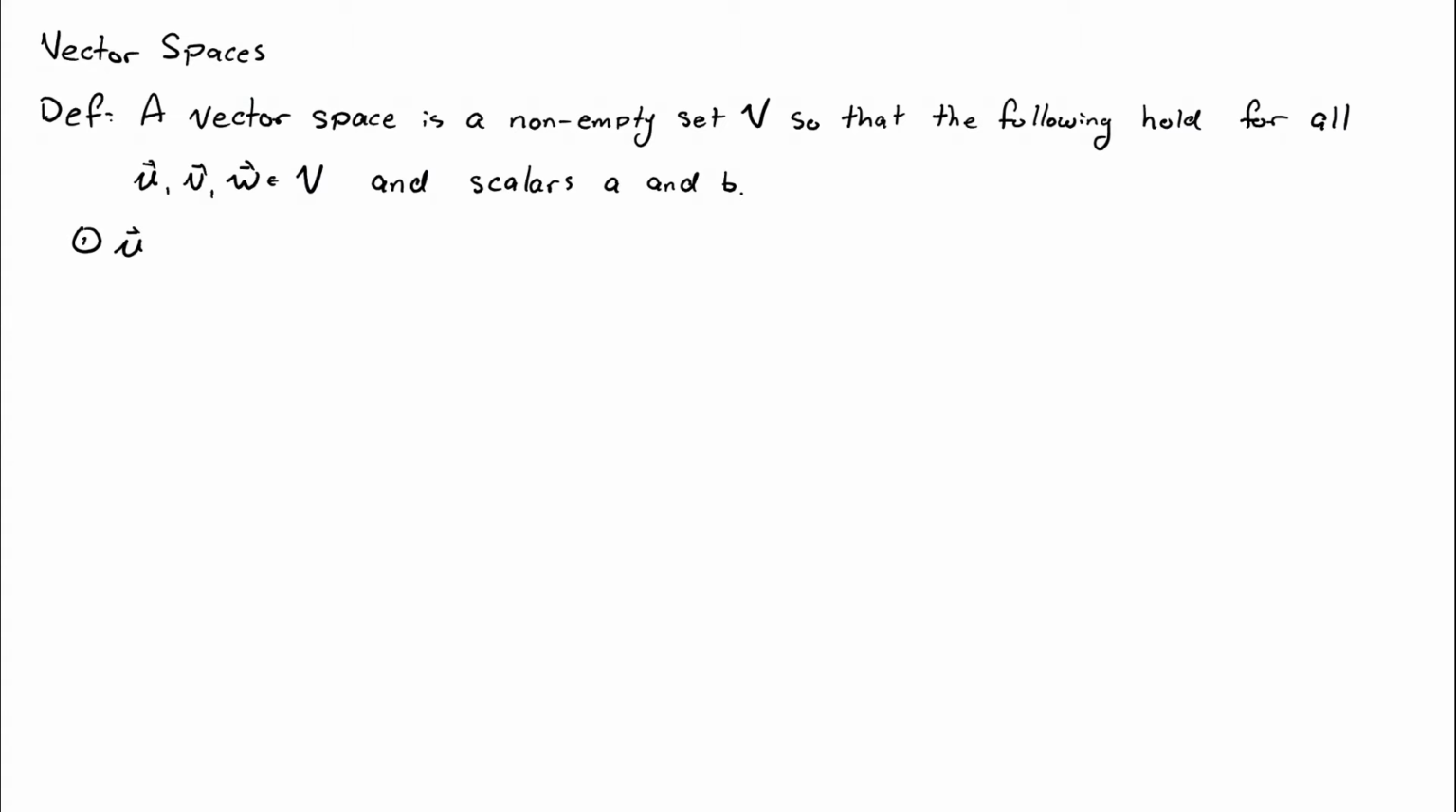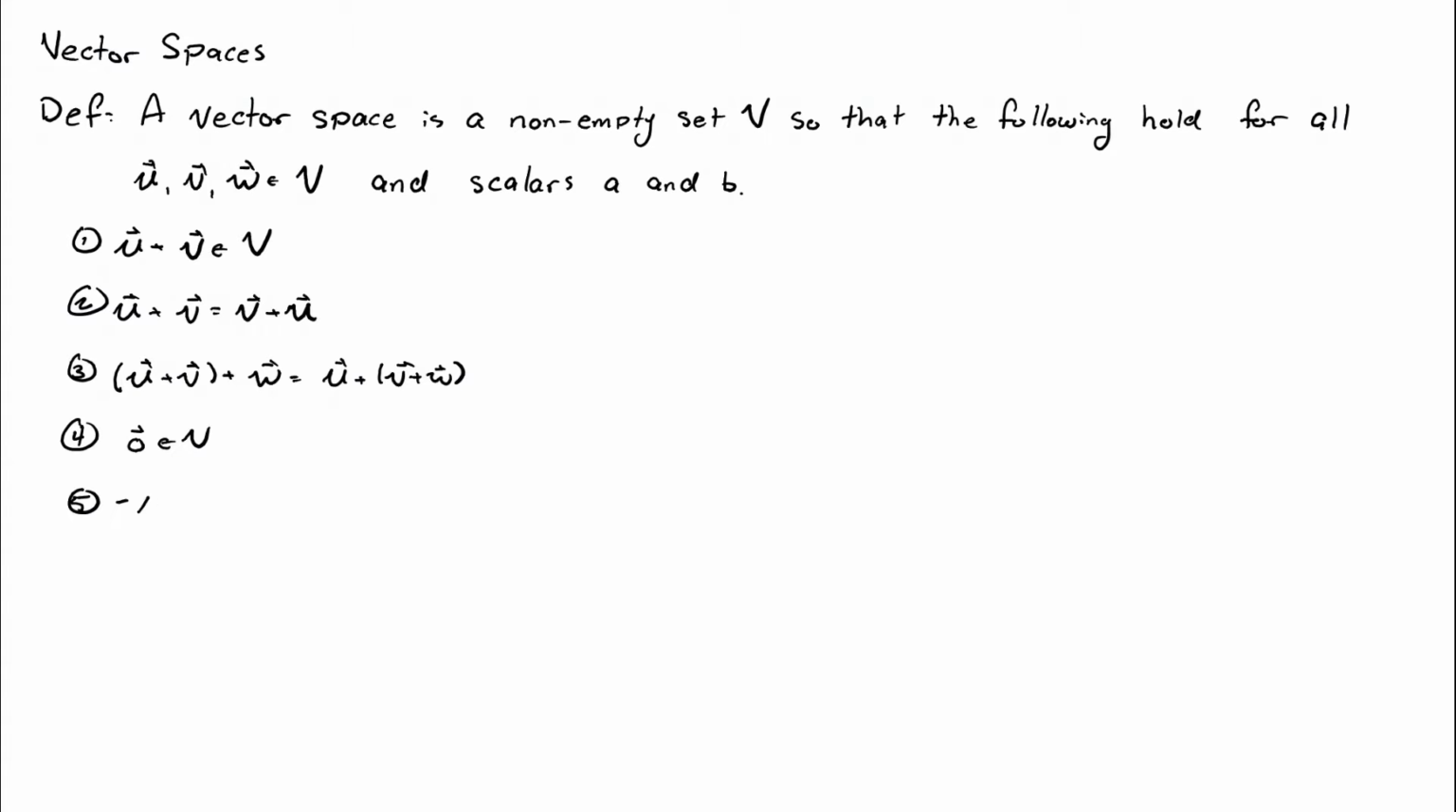First, if you add two vectors together, the result is still in V. Second, it doesn't matter what order we add the vectors, so u plus v is equal to v plus u. Third is associativity. It doesn't matter what operation we perform first. Fourth, the vector space must contain 0. Fifth, all vectors have a negative. Sixth, any scalar multiple of a vector is still a vector.